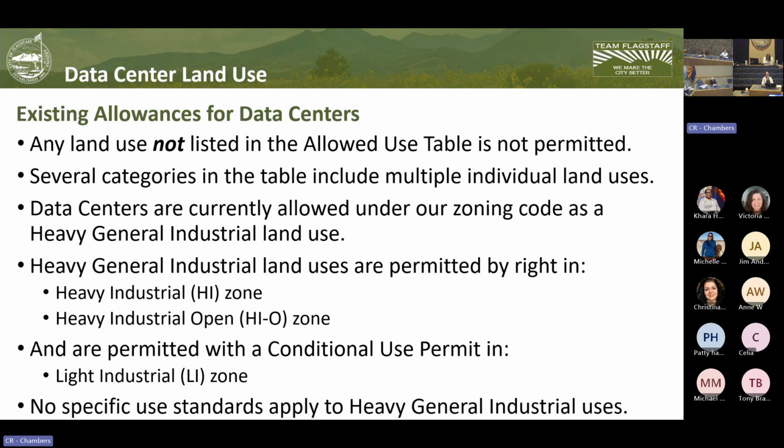So data centers are currently allowed. They would be allowed as a permitted use under that heavy general industrial land use in the heavy industrial zone and the heavy industrial open zone. And they would be permitted with a conditional use permit in the light industrial zone. There are also no specific use standards to apply to a heavy industrial land use. So it's hard to apply specific use standards when you conglomerate or group large amounts of uses together.